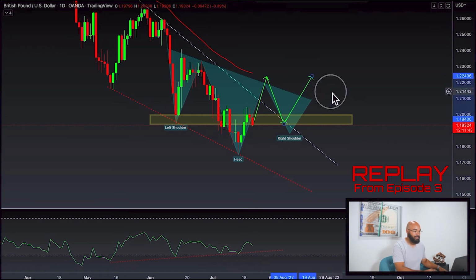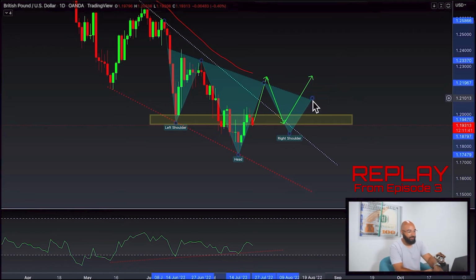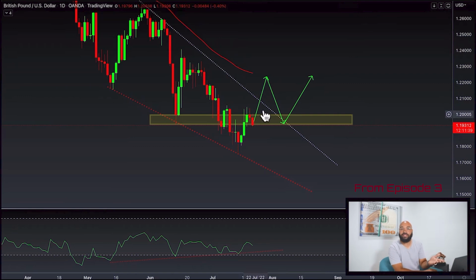All right. So that's how we're going to play this inverse head and shoulders. But it has to break the trend line first.